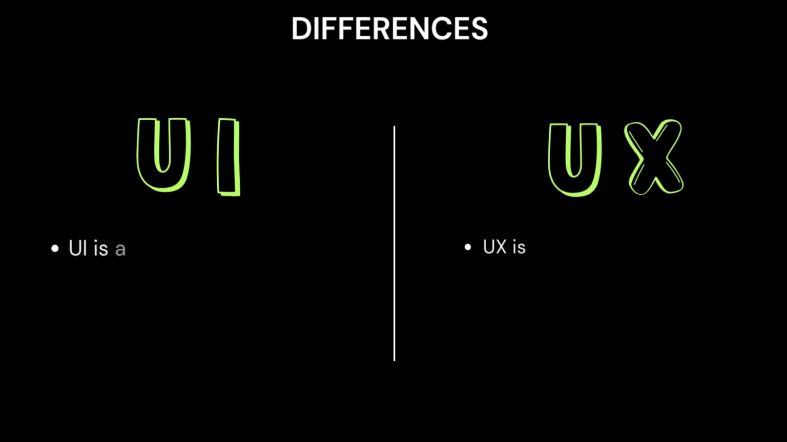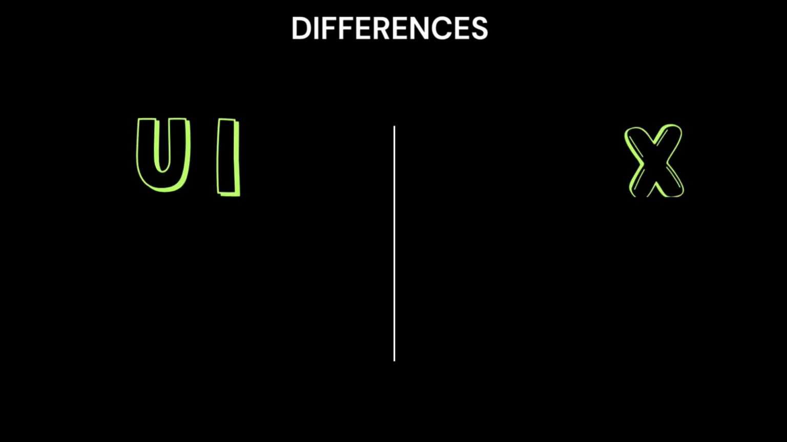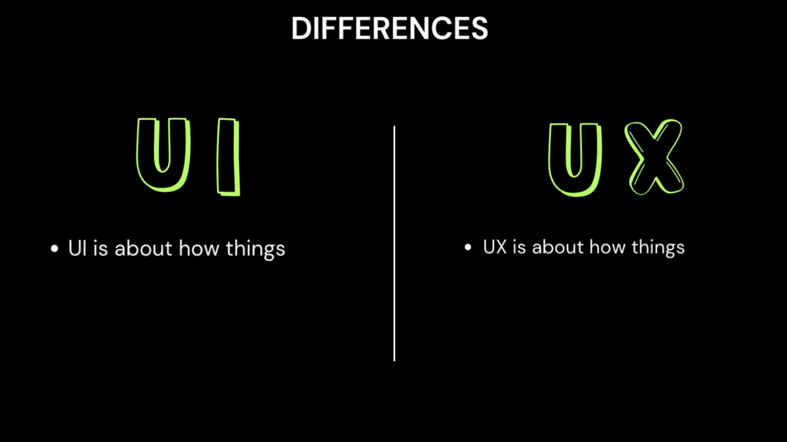So let's quickly dive into the differences between UI and UX. UI is about how things look, while UX is about how things work. Earlier, I gave you an example of a car. I told you that the gear, how the car looks, the color of the car, those are examples of the UI. But how is the driving experience? Is the brake working? Is the car driving well? How is it going? That is the user experience.